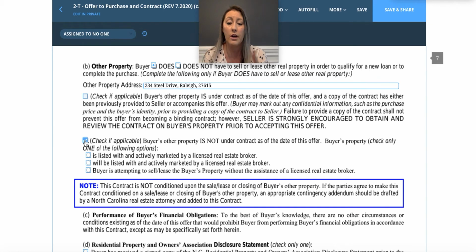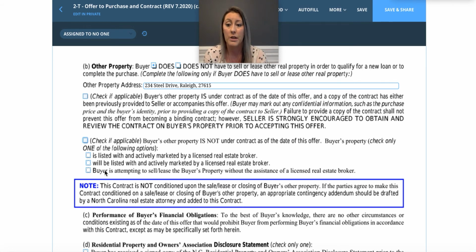So if it's not under contract, you would click that. If it is, then they give you the options. Sorry, I am having a really hard time this morning, apparently. Okay, is listed with an actively marketed licensed real estate broker, will be listed and actively, which I had to do with one of my clients. They had not sold their house yet. They hadn't put it on the market because they didn't want to be, again, in this crazy market, no place to live. So I had to put, it will be. As soon as we get an offer that's accepted, we will put ours on the market.